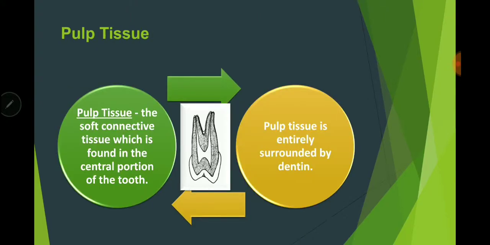So the pulp tissue is the soft connective tissue which is found in the central portion of the tooth. This is the central portion of the tooth, that's the pulp tissue. And the pulp tissue is entirely surrounded by dentin. Whenever you see the dark lines there, that's dentin.